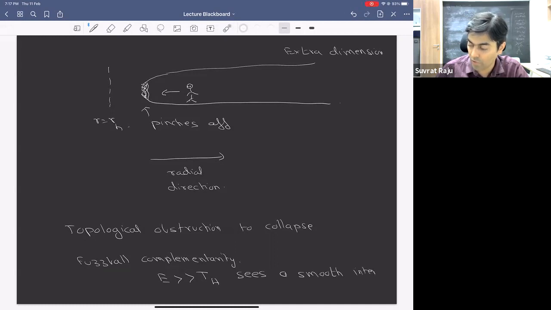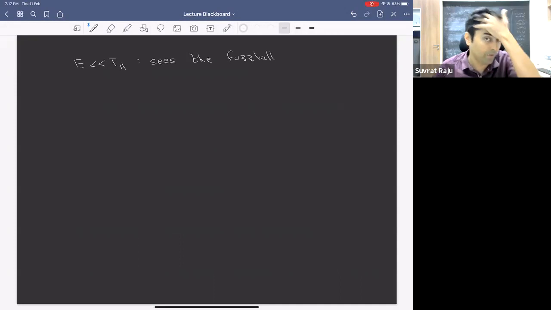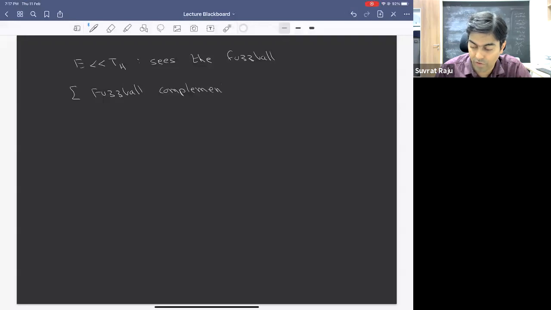On the other hand, if you have an observer who is at much lower energies, so if you're probing something at much lower energies, then one sees the fuzzball. Okay. And this proposal is called Fuzzball Complementarity, and this is an extremely brief description. I'm not capturing all the nuances of the proposal, but I'll refer you to the papers on Fuzzball Complementarity for further discussion of this issue.